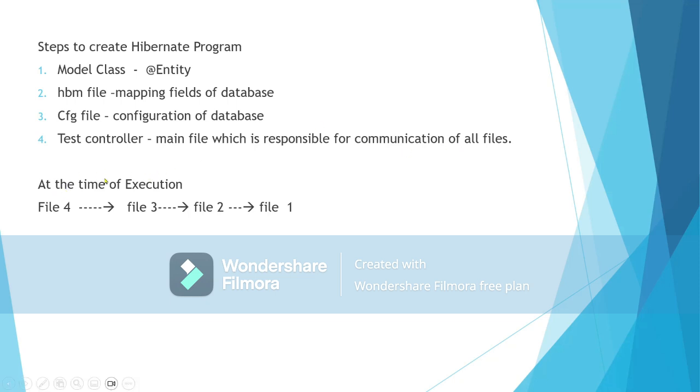Means what? At the time of execution, file number 4, that is test controller, will call to the configuration file, which contains the configuration of database. Again, this file number 3 will call to file number 2, which contains the HBM, and finally this file 2 will call to the file 1, which contains the entity annotations. So let's start with the implementation.